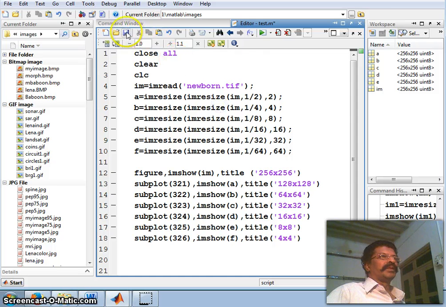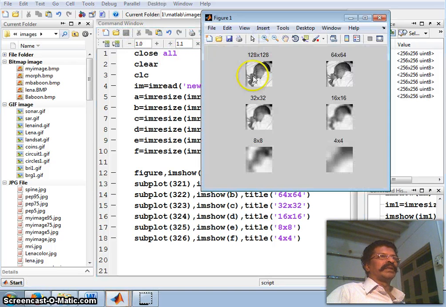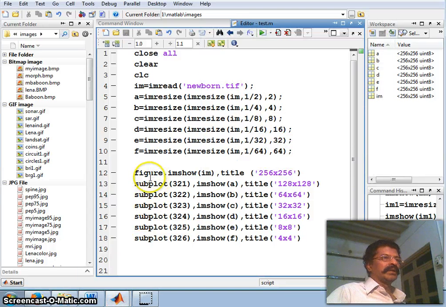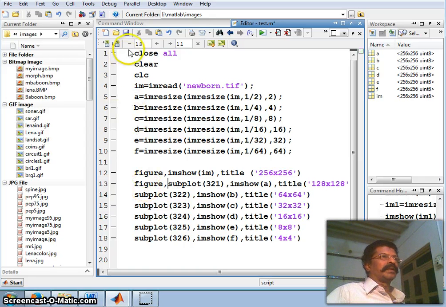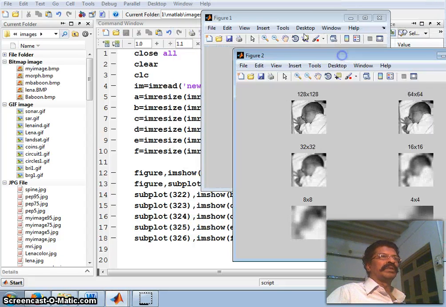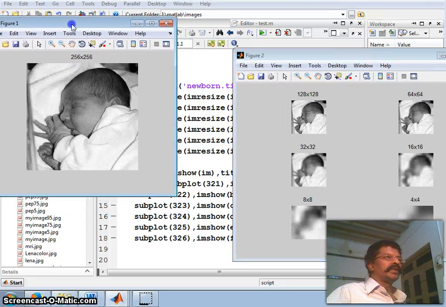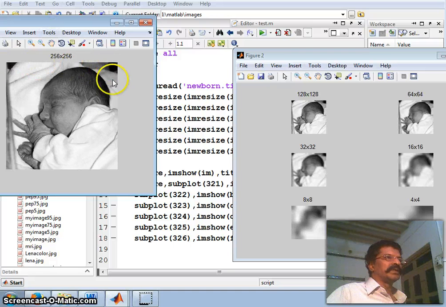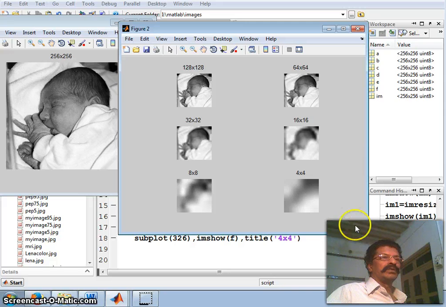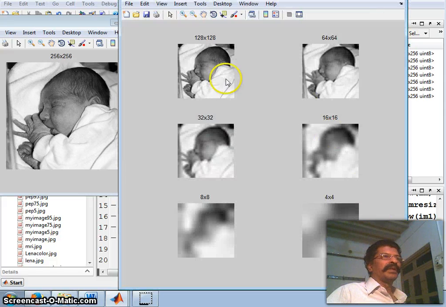Right, now let us save this one and let us run this, and now I have two figures. I think this one should also have been a figure, and this one I can make a figure, and let us save it, and now let us run this. Now I have two images. This one is my 256 by 256, this is my resolution. Now when the image is reduced to half of the resolution, this one is 128 by 128.